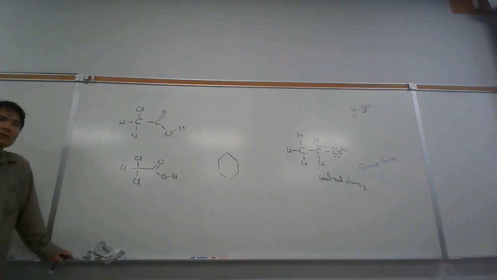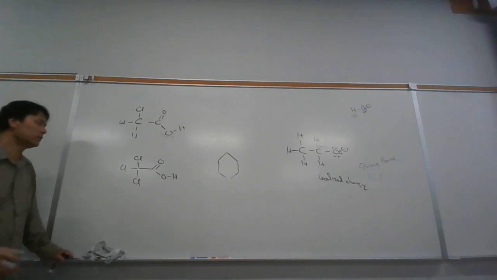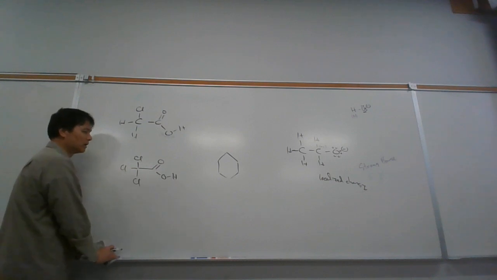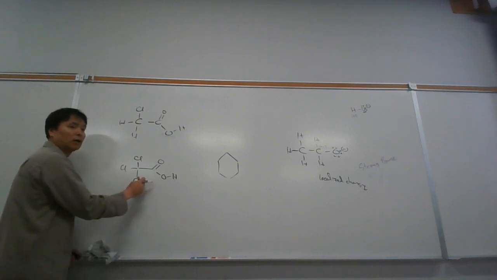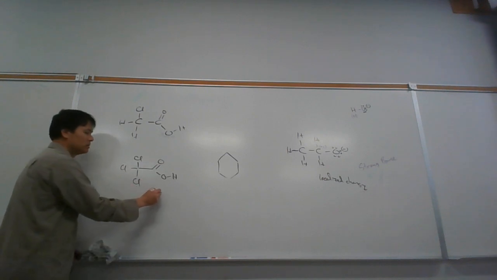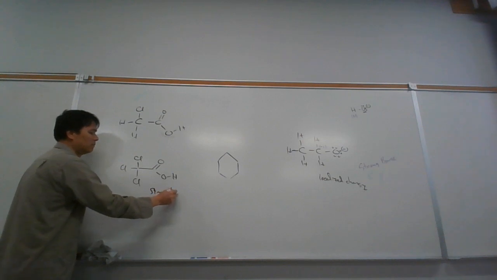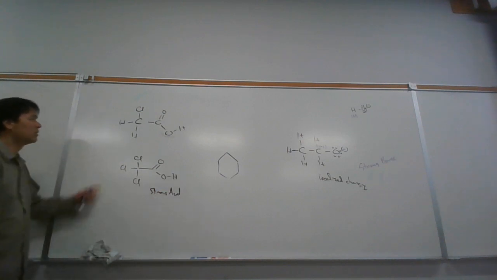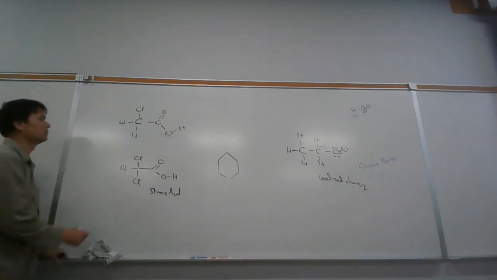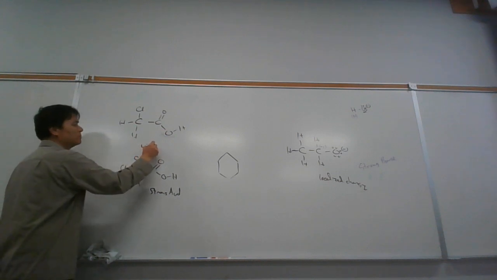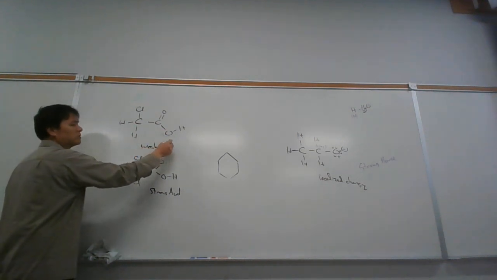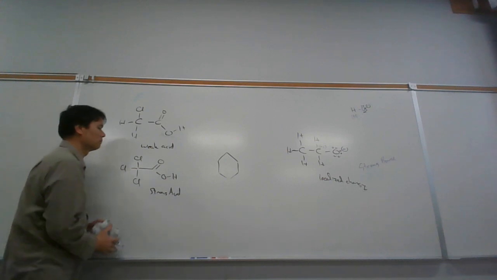You memorized the 7 common strong acids, but did you know there are more than 7? This one you can buy in the supermarket, trichloroacetic acid. I think they use this as a wart remover. But it's a strong acid. Chloroacetic acid is still a weak acid, but it's 100 times stronger than acetic acid.